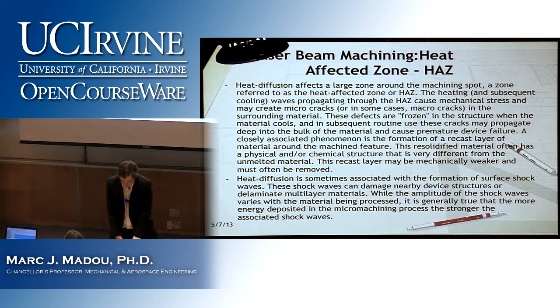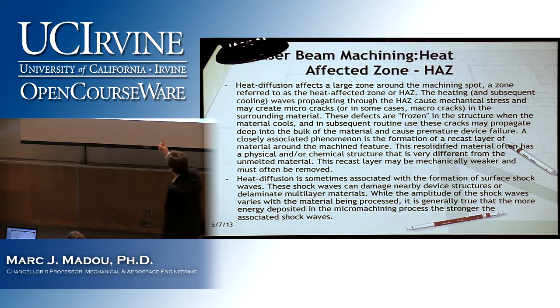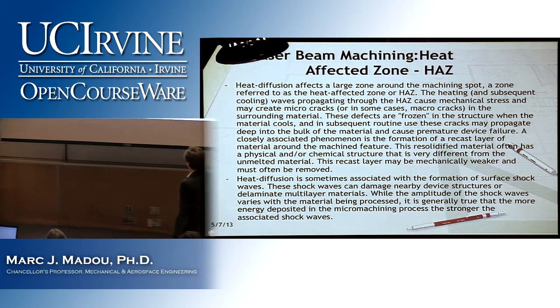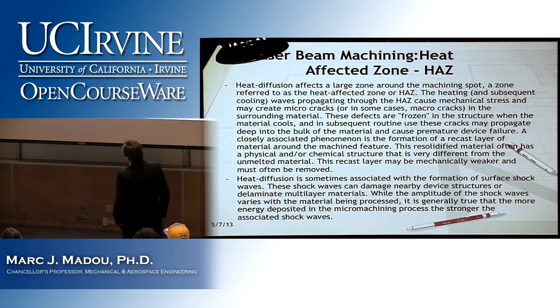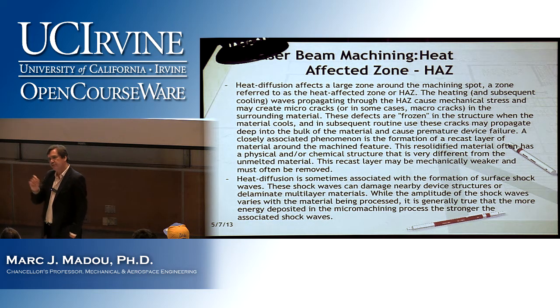If this heat escapes the laser beam locally, the further it diffuses out, the larger the heat affected zone. So heat diffusion affects a large zone around the machining spot. And that zone is referred to as the heat affected zone, or HAZ. I talked about it before, but this is the first time I give you a good definition of it.